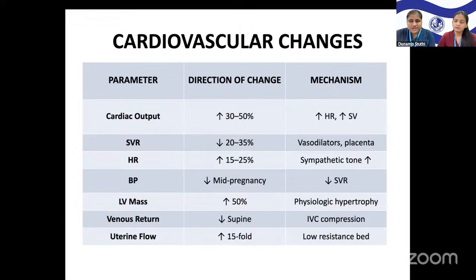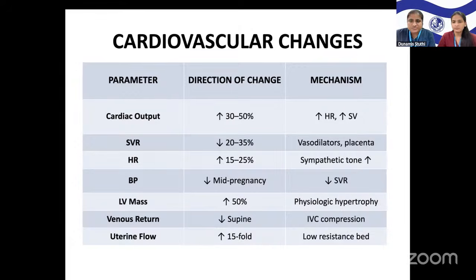Then cardiac output is increased by 30 to 50%. This is because of the increase in the heart rate and the stroke volume. Systemic vascular resistance and peripheral vascular resistance are decreased because of the vasodilatory effect of progesterone, causing a decrease in blood pressure by 22 to 35%.